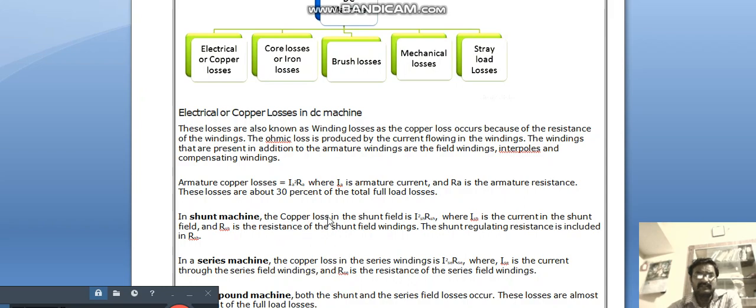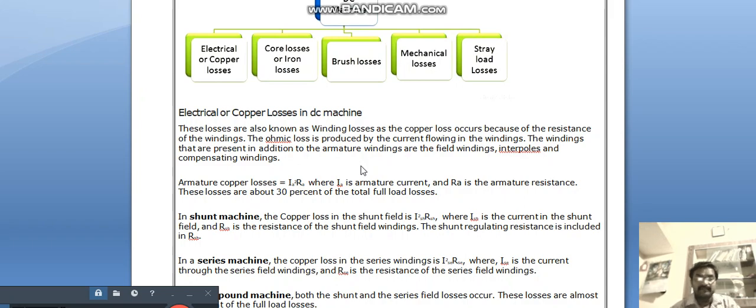In a shunt machine, the copper loss in the shunt field is Ish square Rsh. We have two coils: one is the armature coil, another is the shunt field coil. In the field coil, we have the loss Ish square Rsh, where Ish is the current in the shunt field and Rsh is the resistance of the shunt field windings. The shunt regulating resistance is included in Rsh.